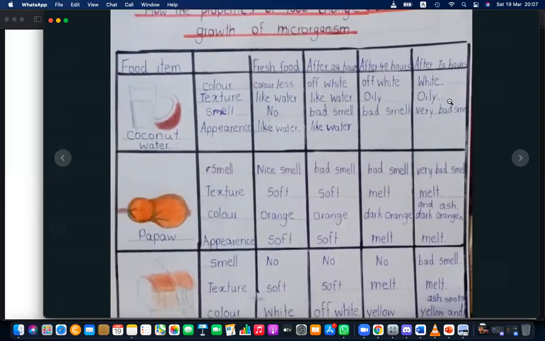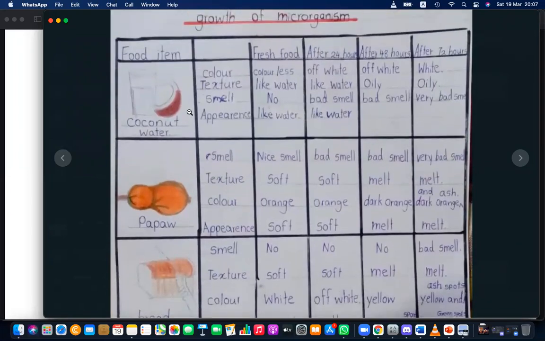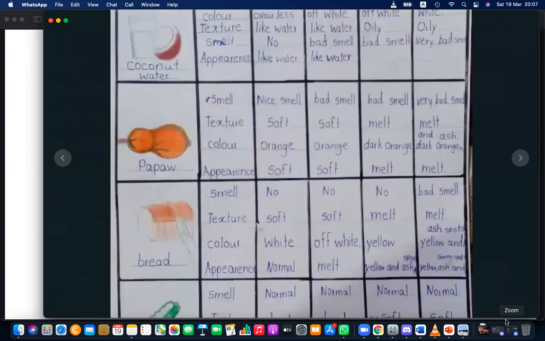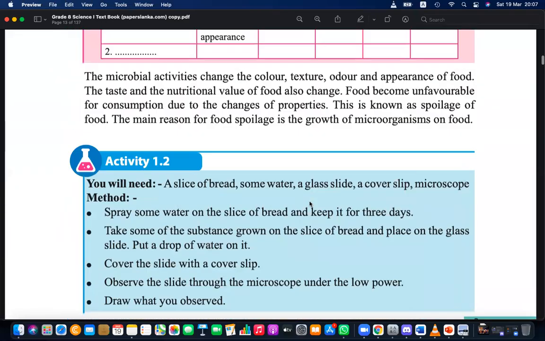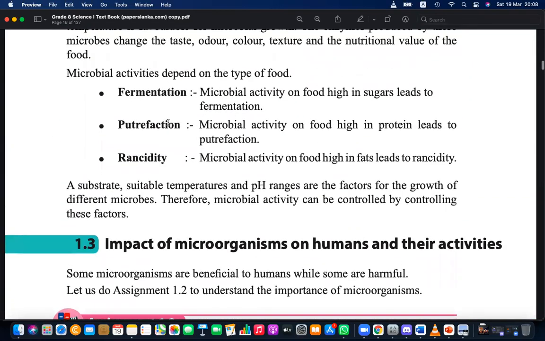After 72 hours, the process in the coconut water is one of the three kinds of processes we learned. If you can remember, what are they? We learned three processes: fermentation, putrefaction, and rancidity. Fermentation mostly happens in sugar-based food. Here you can consider coconut water as high in sugar, therefore it is fermented. The process happening there is fermentation.